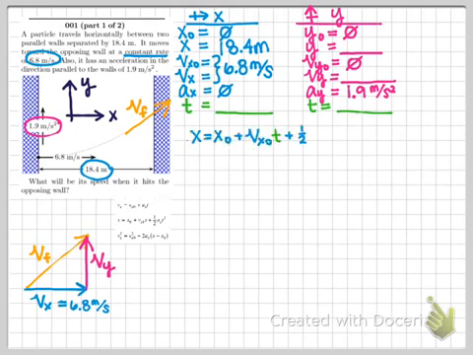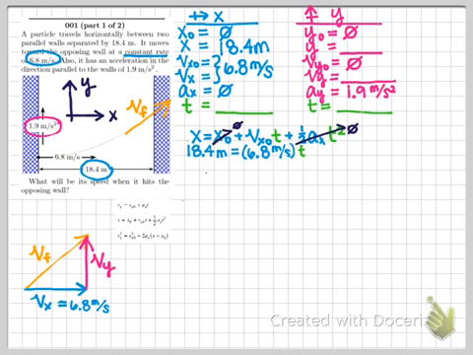So I'm going to write it down. x equals x naught plus v_x naught times time plus 1/2 a_x multiplied by time squared. And like I said, this entire last term goes away since acceleration is 0. And of course, x naught is also 0, so that goes away. Leaves you with a very simple equation that says x, which is 18.4 meters, is equal to v_x naught, which is 6.8 meters per second, multiplied by time.